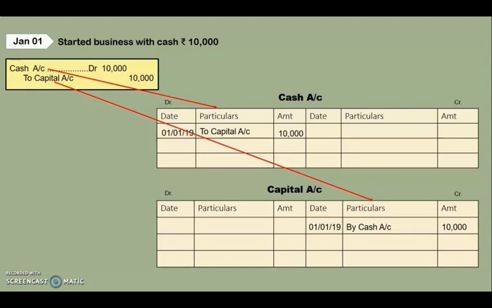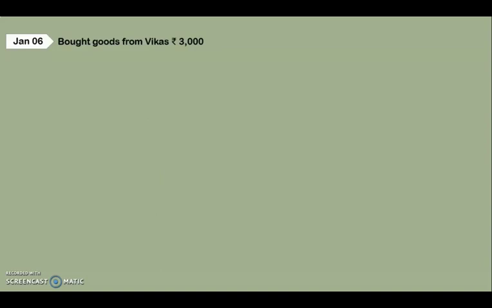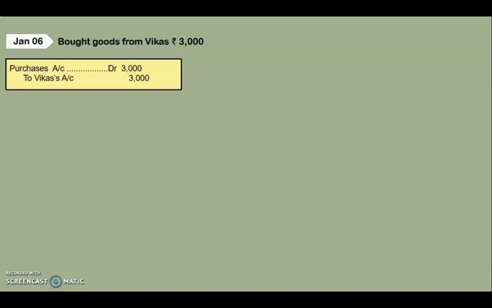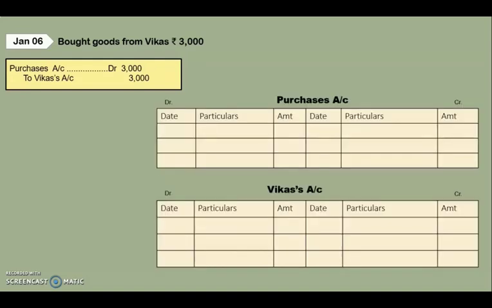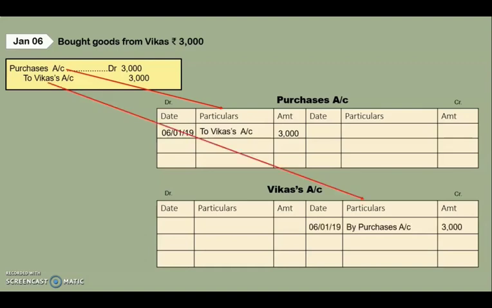Let's move on to the second transaction. Bought goods from Vikas rupees 3,000. The journal entry for this is purchase account debit 3,000 to Vikas's account. So here we have to post this entry in purchase account and Vikas's account. So in purchase account, we'll write on the debit side to Vikas's account 3,000. And since Vikas's account is credited, we will write on the credit side of Vikas's account by purchases 3,000.